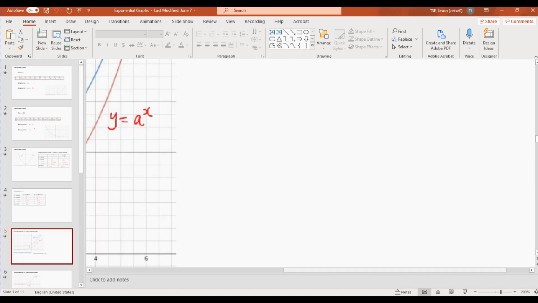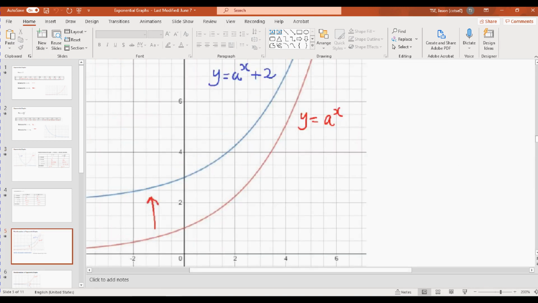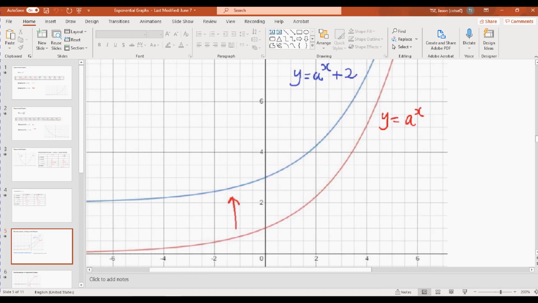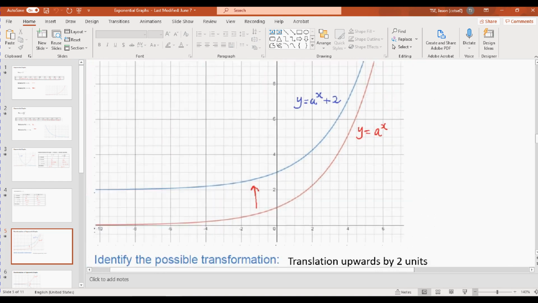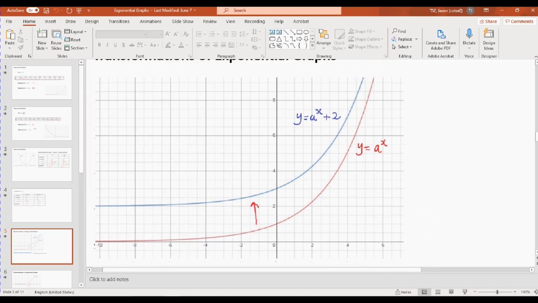But sometimes we can also translate the whole graph upward by certain units, like this one. Okay, you can translate the whole graph upwards by 2 units. So by doing so, your asymptote will be changed, becomes y equals 2. So that means the number after the exponential part of the function is actually the value for your horizontal asymptote. You need to remember this.